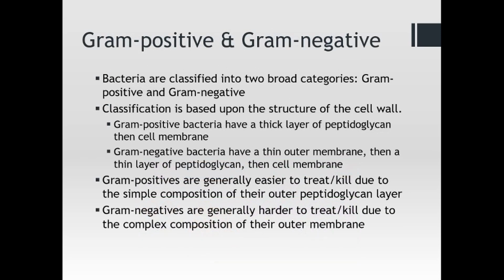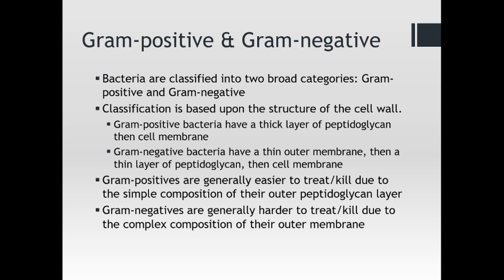Gram-positive and gram-negative. So these are the two broad categories of bacteria. If you could divide them up into two basic categories, at least in terms of their cell wall structure, this would be it. This was developed in the 19th century by a scientist. His last name was Gram. And he figured out that by staining the bacteria, he could differentiate them into two broad categories, gram-positive and gram-negative. And it's, like I said, based upon the structure of their cell wall.